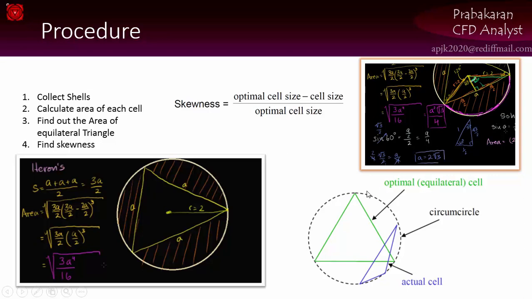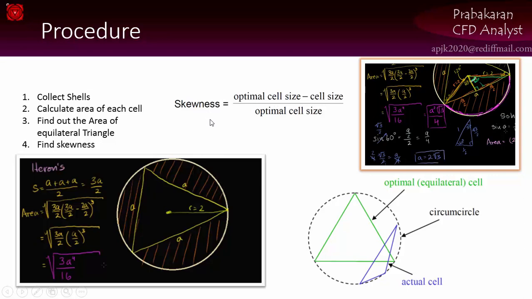So, see, I have an element, which is this one. Blue is my element, and this contains 3 points: 1, 2, 3. With the 3 points I am drawing a circle. Within that circle I am drawing an equilateral triangle. I am finding out the area of the equilateral triangle and my actual triangle. If I put the values in this equation, what I get is the skewness.